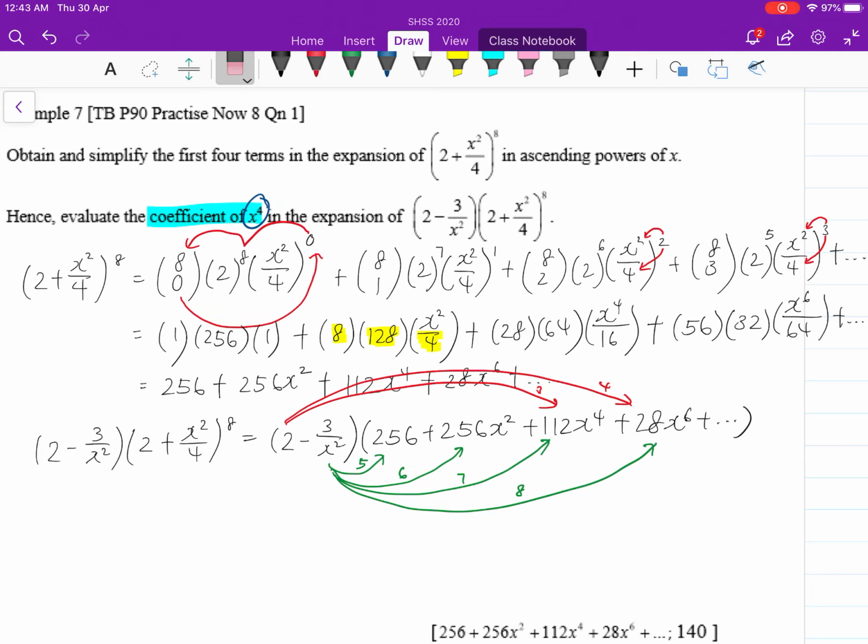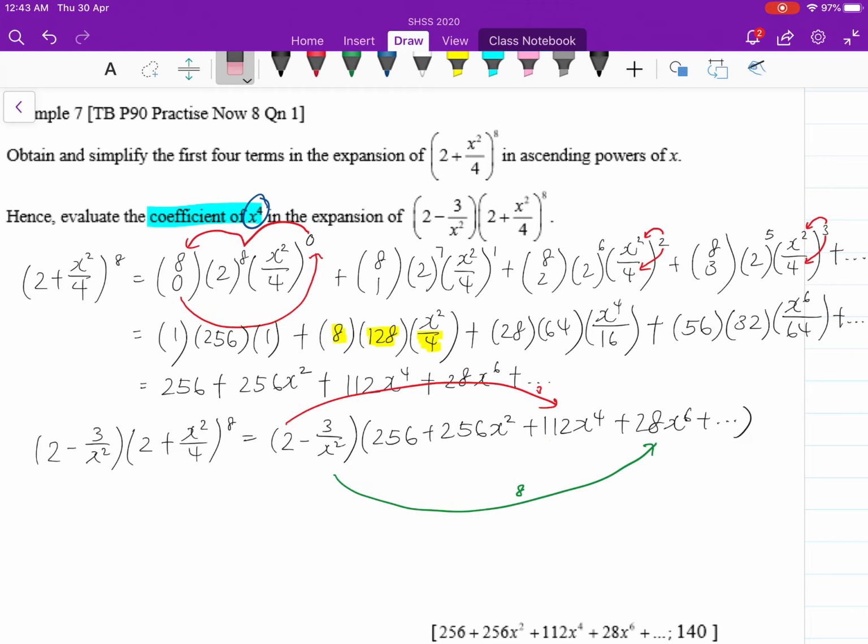Now, let's take a look at number 4. 2 times 28x to the power of 6 gives me x to the power of 6. I only want x to the power of 4, so I'm going to delete number 4 as well. Number 5, 3 over x squared times 256 doesn't give me x to the power of 4. Number 6, 3 over x squared times 256x squared doesn't either. Number 7, 3 over x squared times 112x to the power of 4: if you cancel the x squared and the x to the power of 4, that will give you x squared. So number 7 is also out.